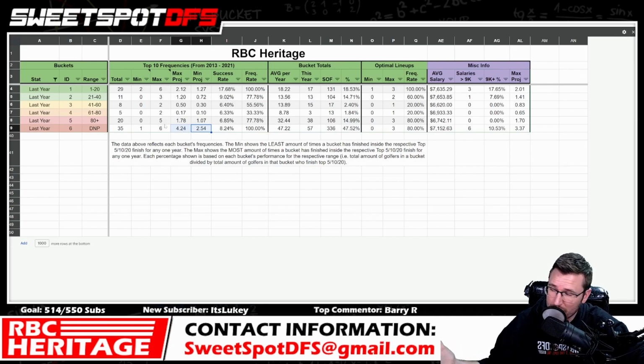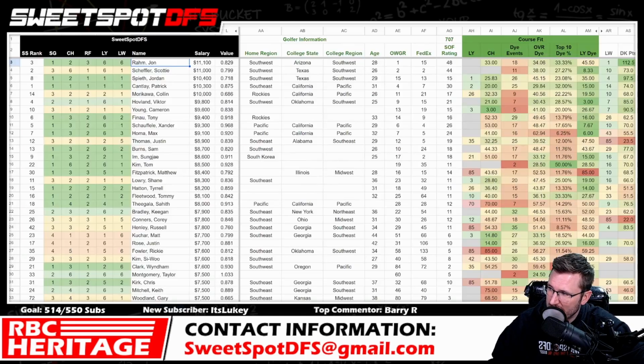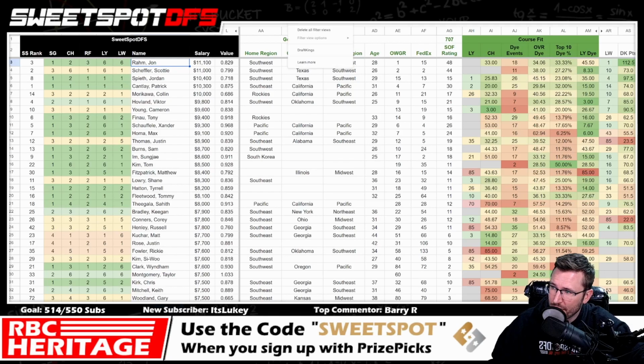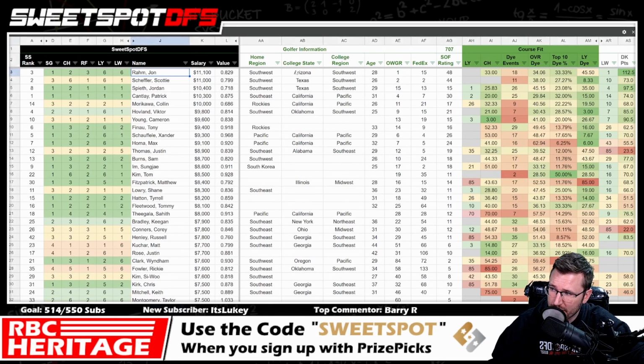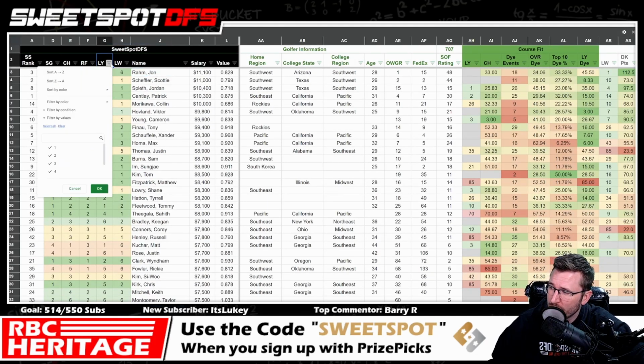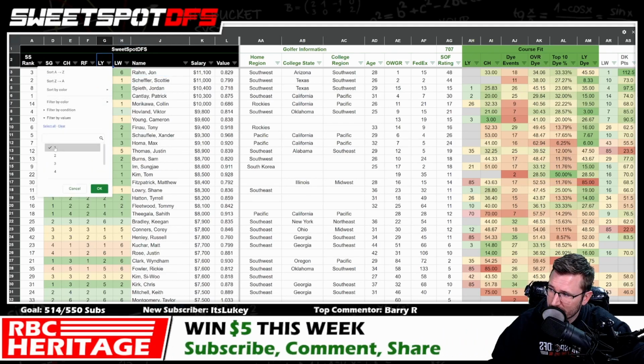And let's go ahead and take a look at all the golfers in these buckets. So starting out with the last year 1 bucket. If you're following along with me on the cheat sheet, just use the Dream Sheet tab, go up to the filter, go down to DraftKings. And then what we're going to do is select the last year filter, go clear everything out, select 1.